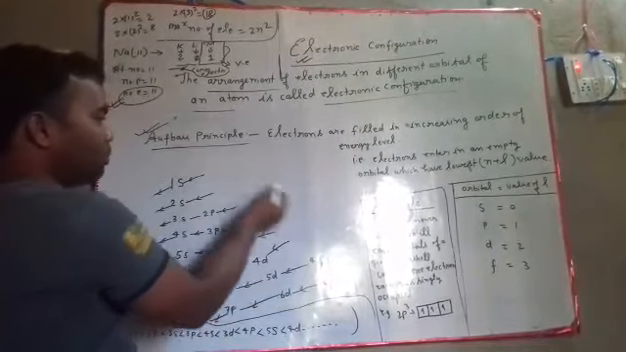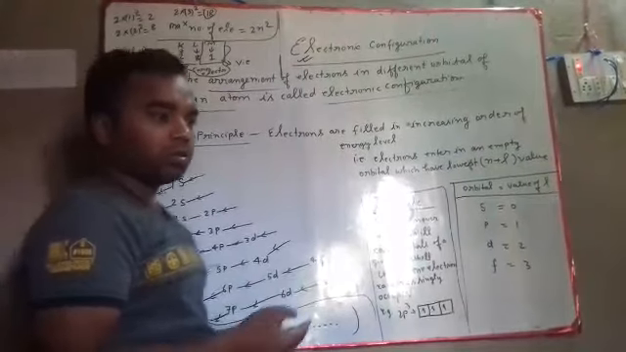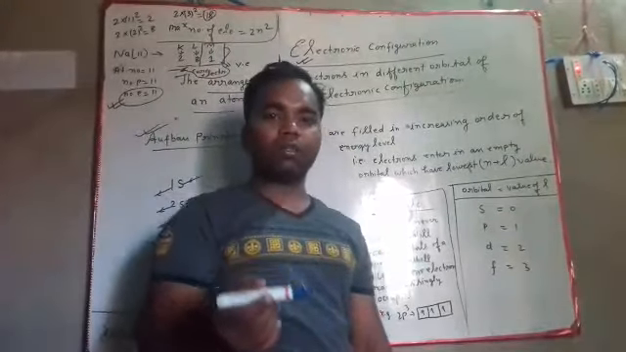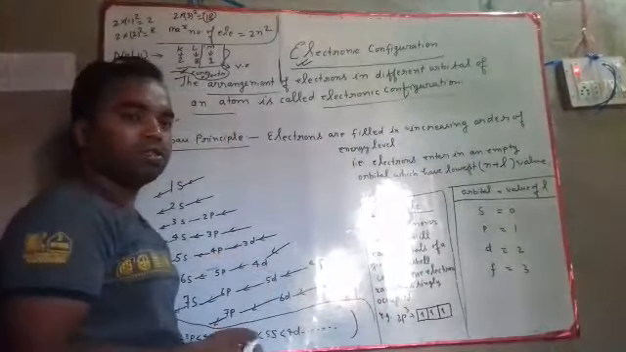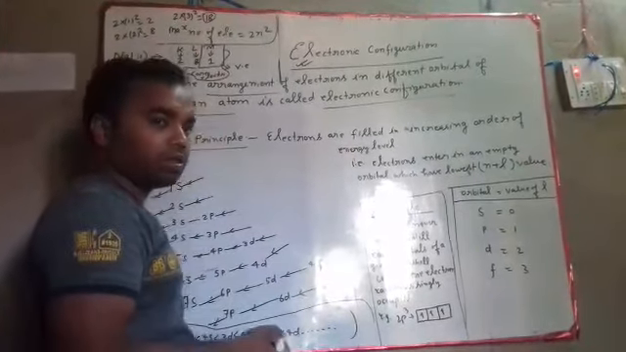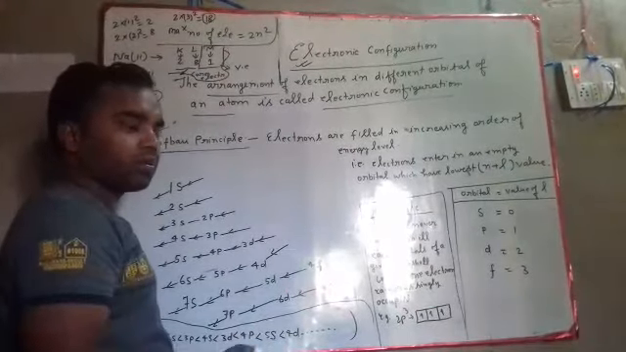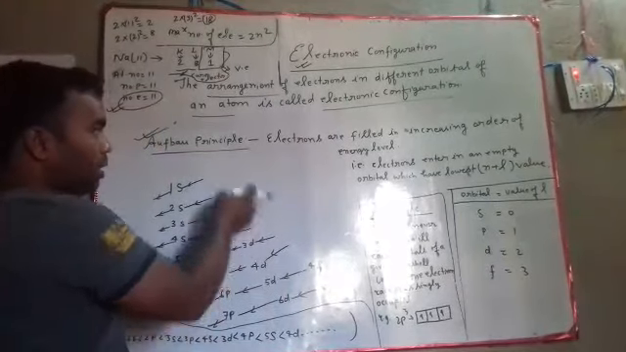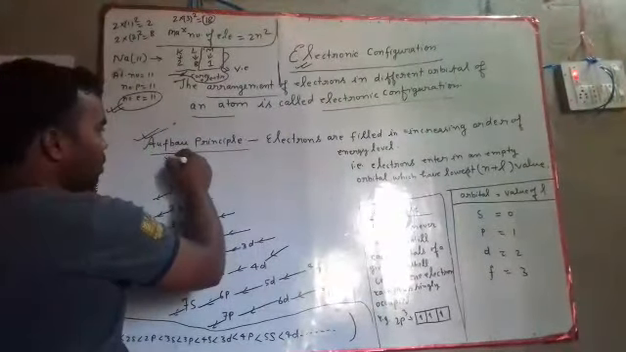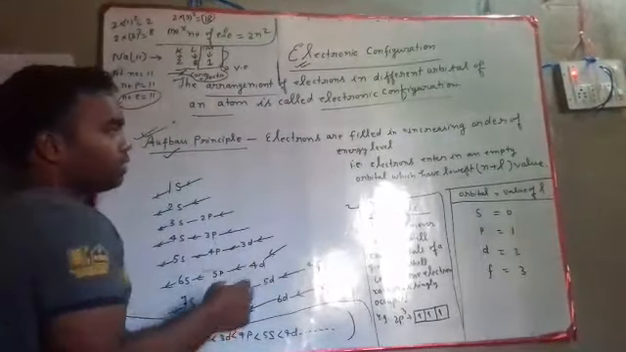These principles you will study in your higher class, but I want to share some introduction with you, and in very detail you will study in higher class. But to write the electronic configuration based on the orbital concept, I have discussed here the Aufbau principle and Hund's rule. What does the Aufbau principle tell?